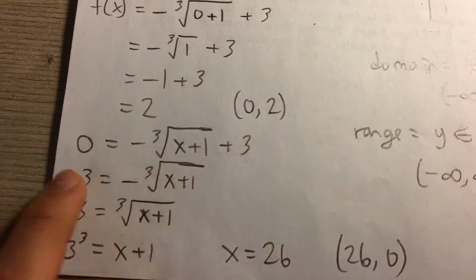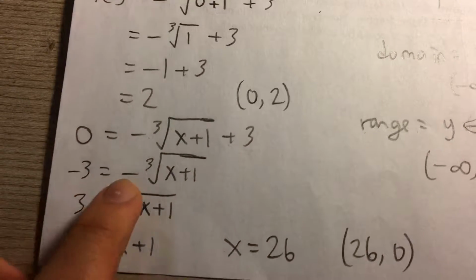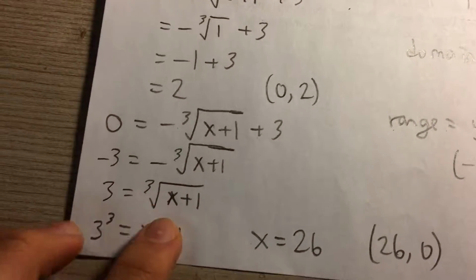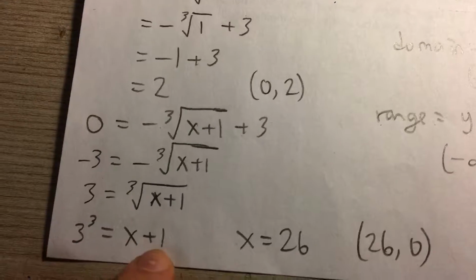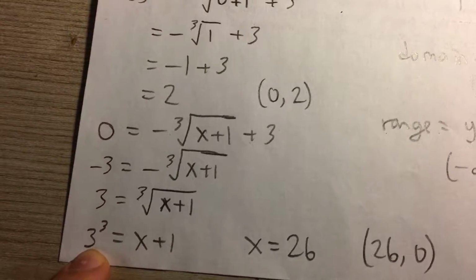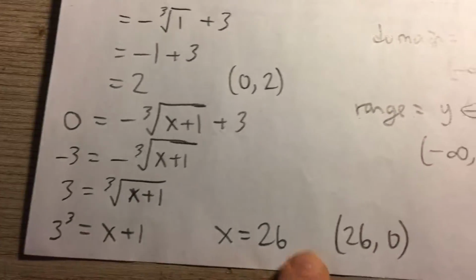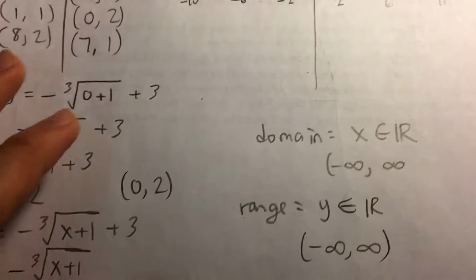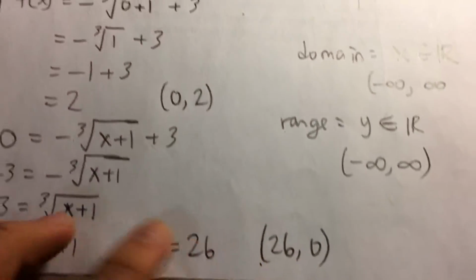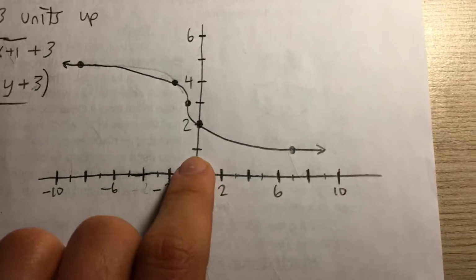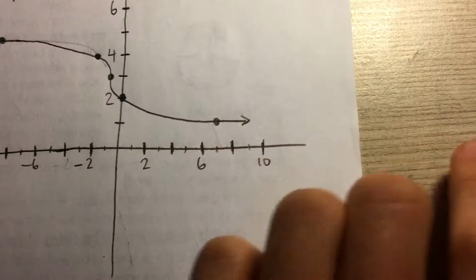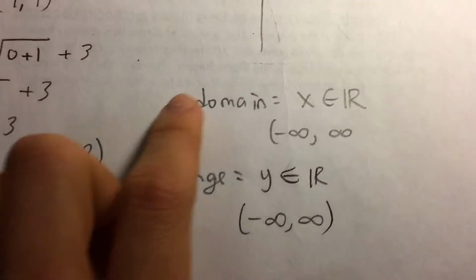Plug in 0 for y and solve for x: move the 3 to the other side, get rid of the negative sign, and then cube both sides. This 3 cubed is 27, and then I subtract 1 to get x equals 26. So the point 26, 0, that's our x-intercept. And you can see if I go way out here, it's eventually going to touch the x-axis.